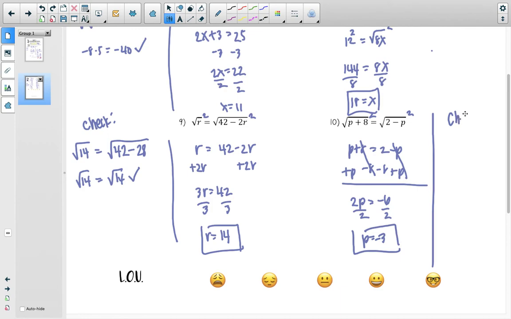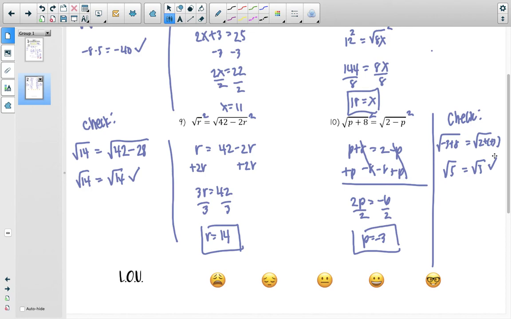Question is, is that working? Okay, negative 3 plus 8 equals 2 minus negative 3. Negative 3 plus 8 is the square root of 5. A negative and a negative is a positive, so it's also the square root of 5. So we're done. All right, so not too difficult.